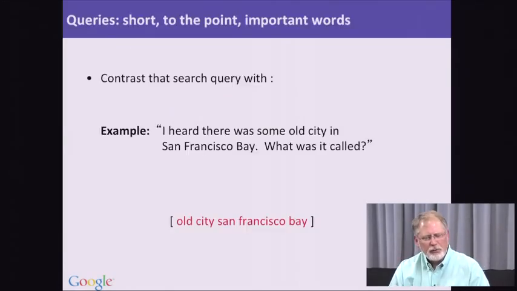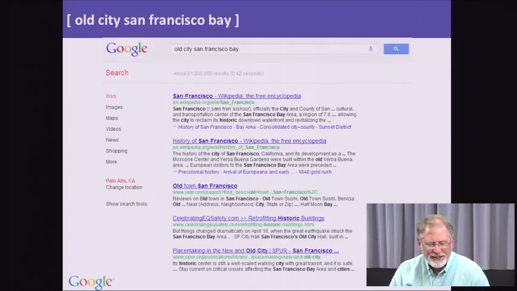Same question. I heard there was an old city in San Francisco Bay. What was it called? This query is a little bit better. It focuses on just the key idea: old city, San Francisco Bay. So here we've gotten rid of the extra words, the English language text that surrounds the way you normally think about it. And look at the results. Well, they're not all that much better.